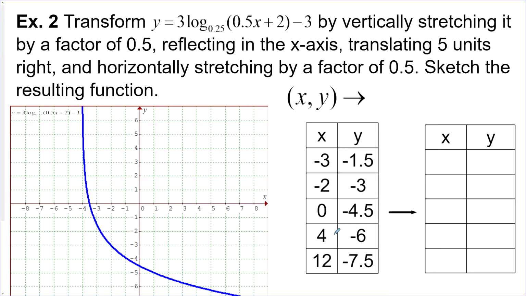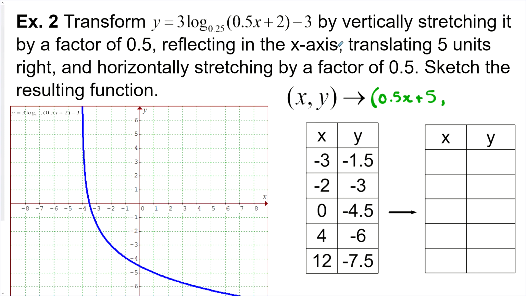We could use a table of values and mapping notation to figure out where the points on this graph went, or we could find the equation of the new transformed graph. Let's try the table of values first here. Let's get our mapping notation ready. So first we horizontally stretch by a factor of 0.5, so we'll say 0.5x, and then we translate 5 units right, so that will be plus 5. That's all that happened to our x values.